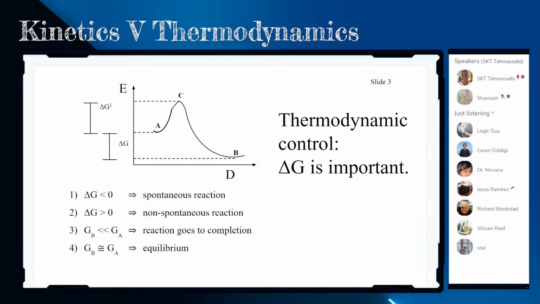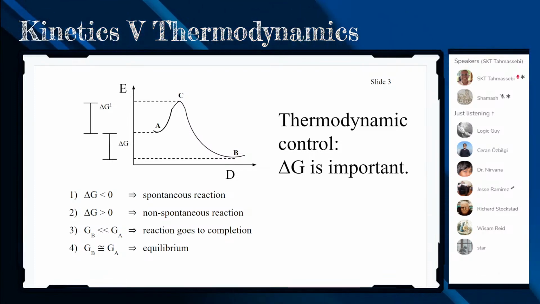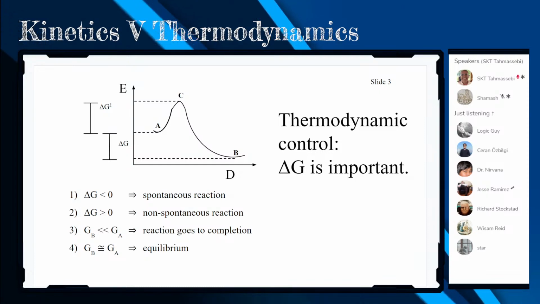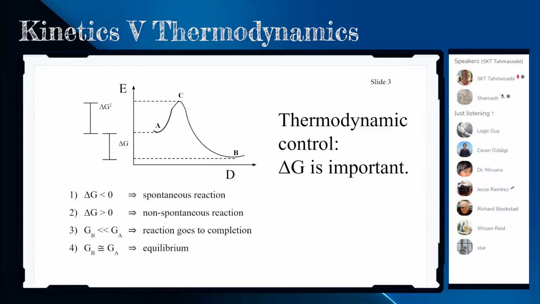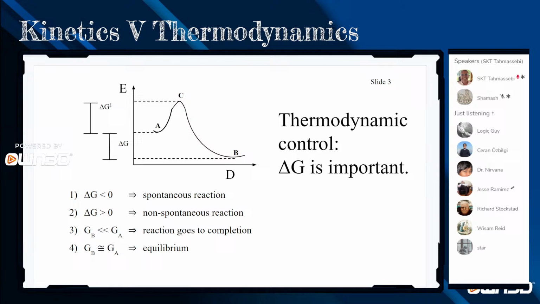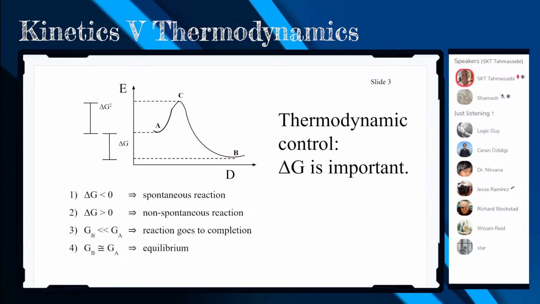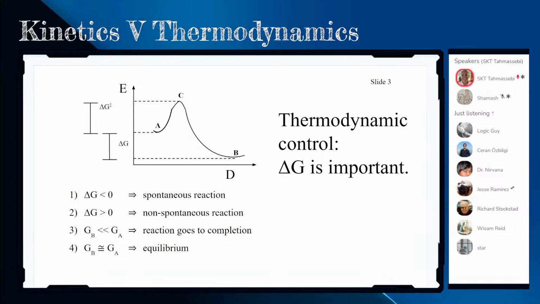Four things are going to come out of this graph. Number one is that if the delta G is negative, that is the situation in the forward reaction I have written, the G of reactants, G of A, is greater than G of products. So the free energy of the reactants is greater than the free energy of the products, and the difference is going to be a negative number. So delta G is negative. That is going to be a spontaneous reaction.